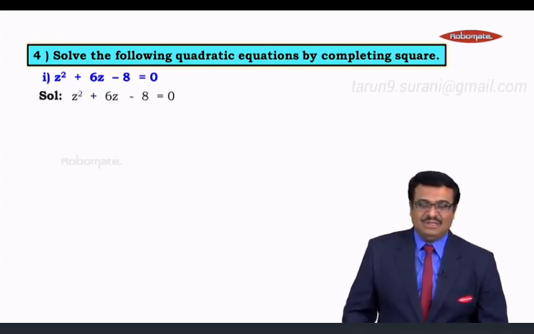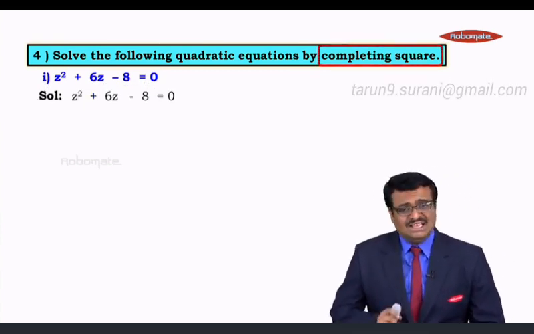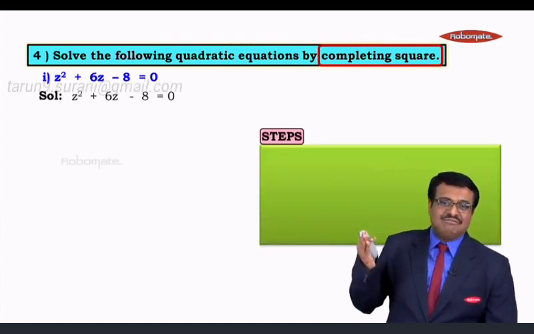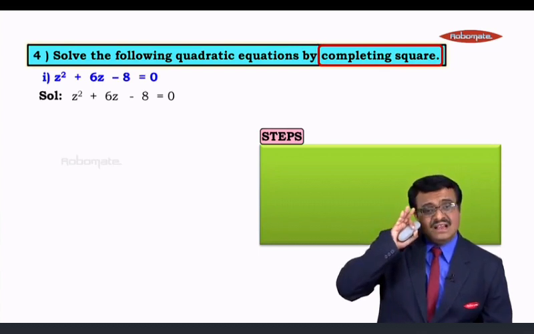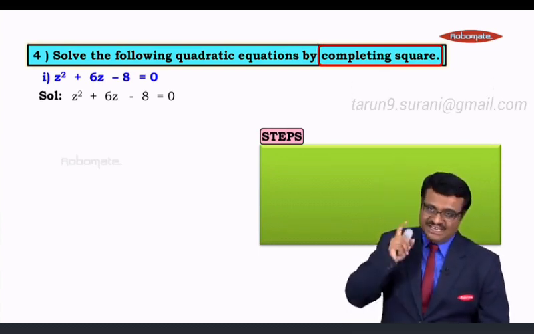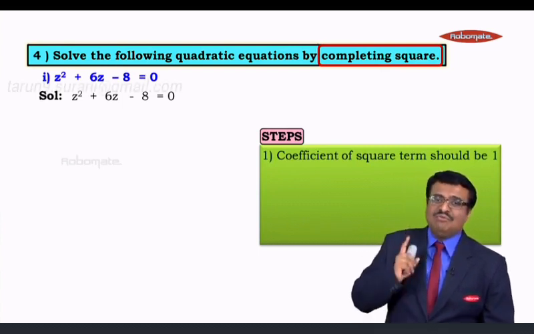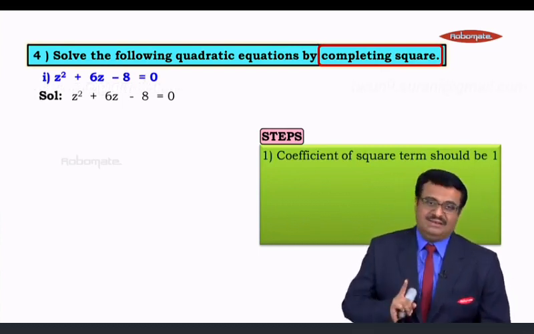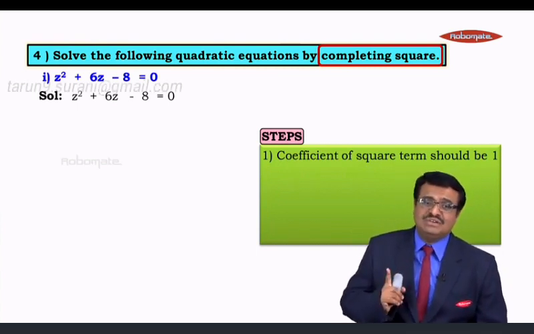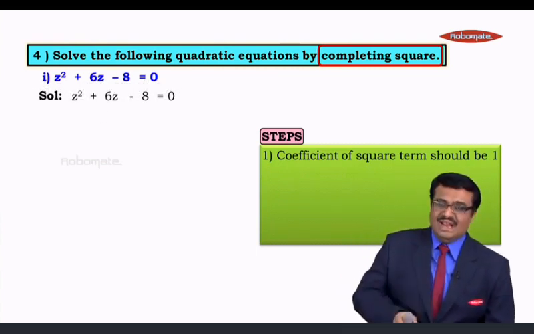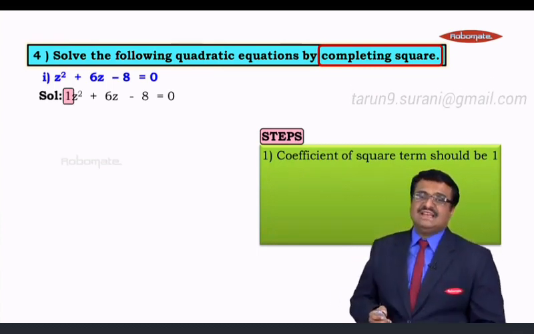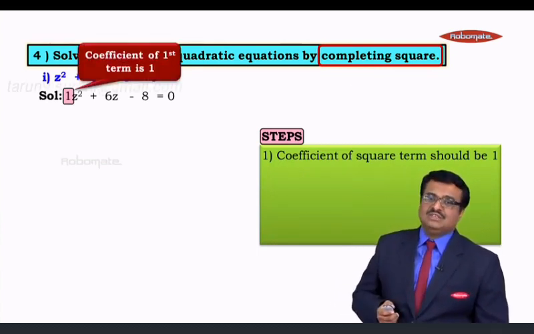So first step, we will copy the question. Completing the squares method we have to use, right? And we see that the equation is not factorizable, right? And in completing the squares method, for any sum, there are 6 steps to be followed. Step number 1, the first step, coefficient of the square term should be 1. So what is the coefficient of the square term here? What is the coefficient of z square? 1, right? If it is not 1, the first step is you have to make it 1, right? Then the second step, it is 1 here, so let us go to the second step.